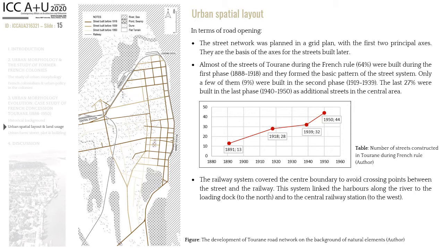Besides, the railway system covers the center boundaries east, north, and west to avoid crossing points between the streets and the railway. This system links the havens along the river to the loading dock to the north and to the main station to the west.